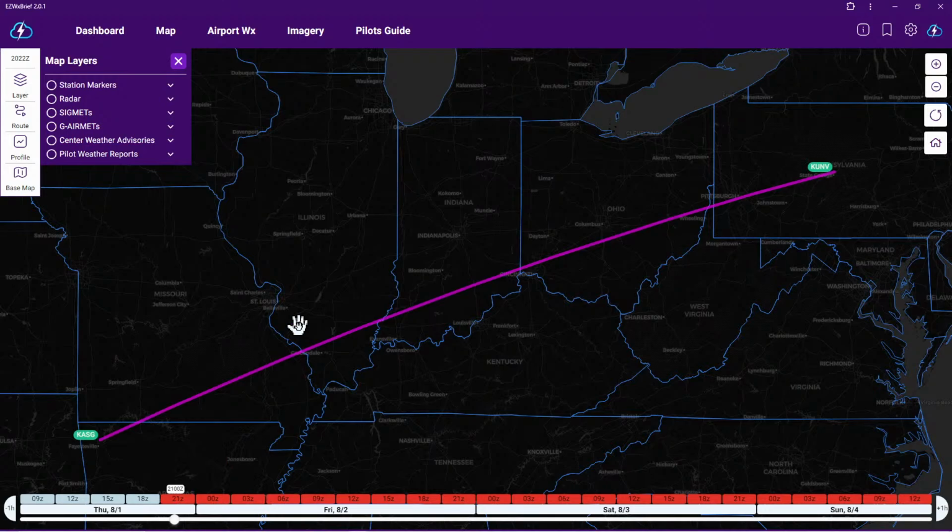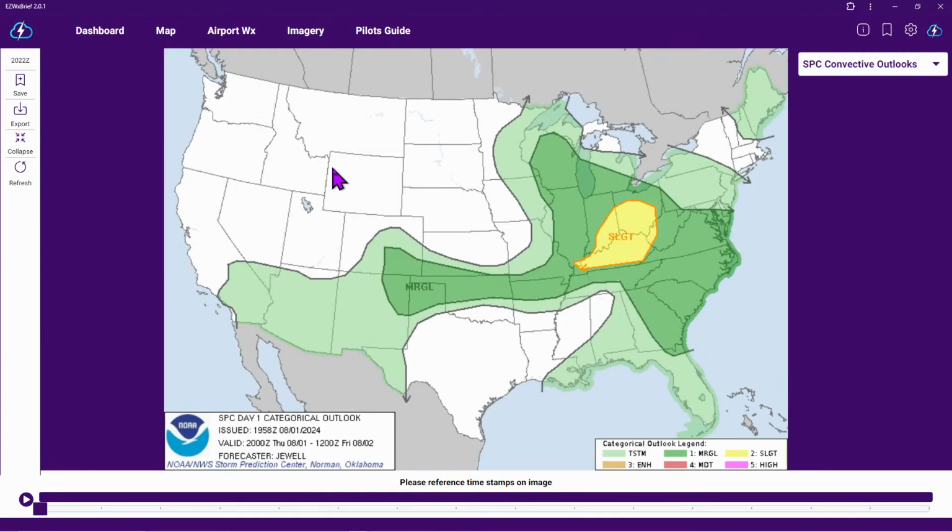First of all, let's drill down using some of the various different products. We're going to look at the Storm Prediction Center's convective outlooks. Now this is the day one convective outlook. This is later in the day, but it really didn't look much different from this morning's forecast. It definitely shows there's a slight risk of severe weather showing up in yellow, and a marginal risk showing up in this dark green area.